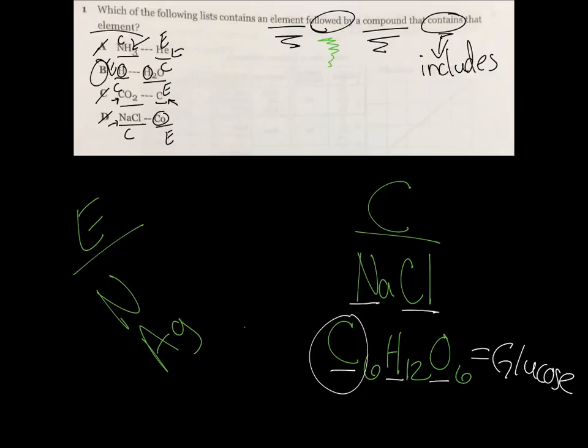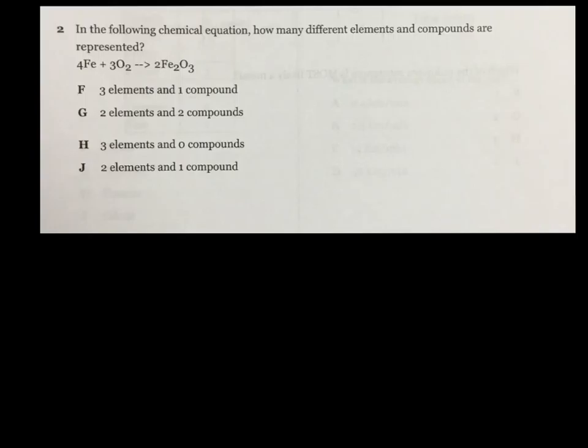Let's look at question 2. In the following chemical equation, how many different elements and compounds are represented? Represented means kind of like seen. So how many do you actually see there? So let's break it down here. So remember correctly, when you have a plus sign or the yield arrow right there, that's separating one substance from another substance.